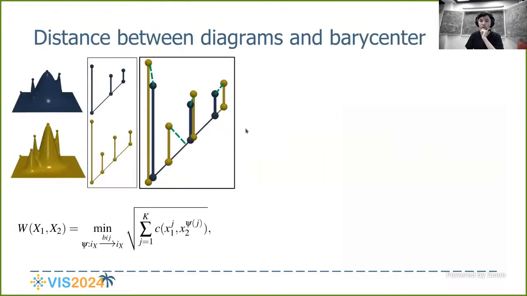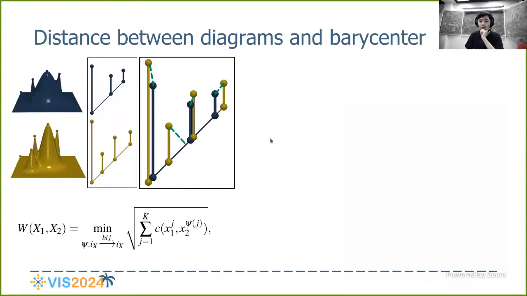Now, we will introduce a useful tool used to formally compare persistence diagrams, which is the famous Wasserstein distance defined in optimal transport. One obtains the distance by finding the optimal bijection, minimizing the sum of costs between points, here the cost being the Euclidean distance, as you can see on the left.